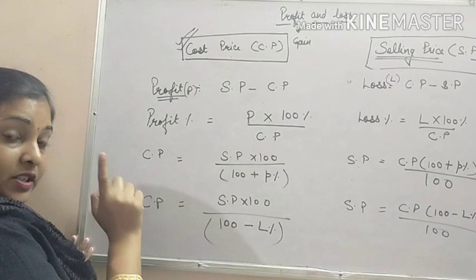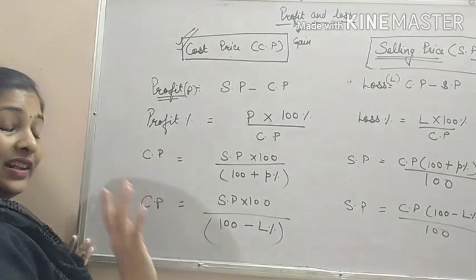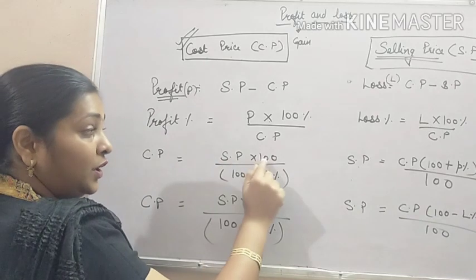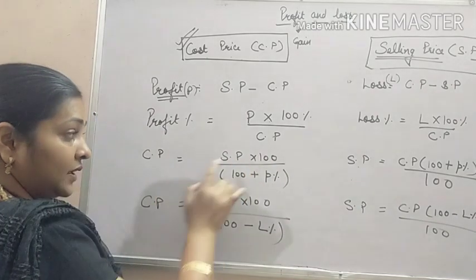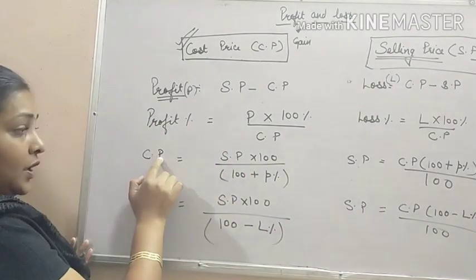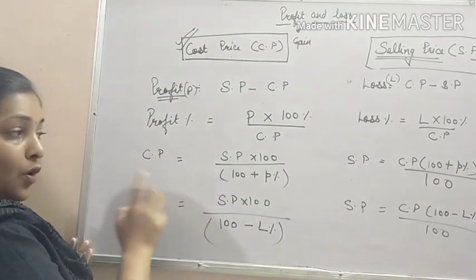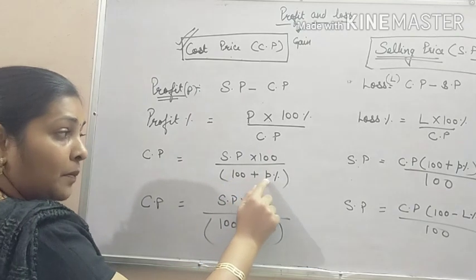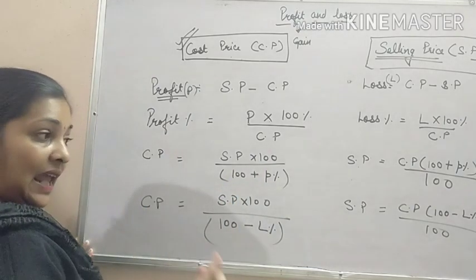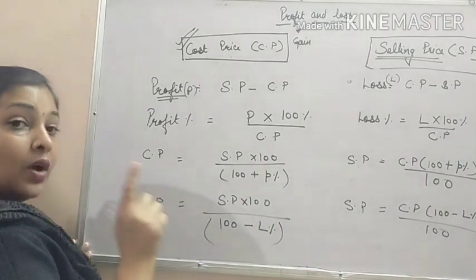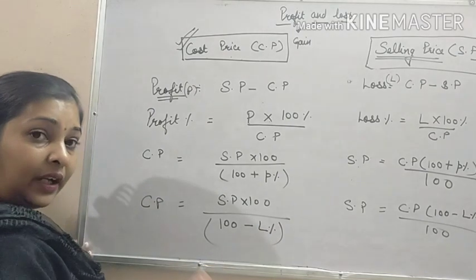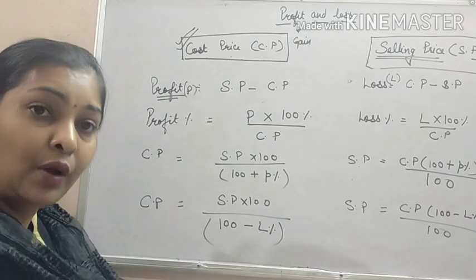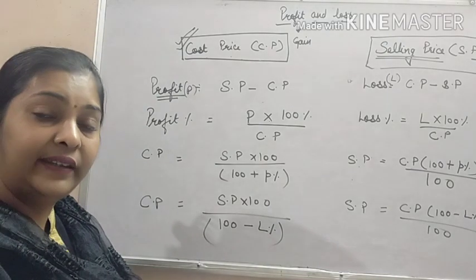Now for the formula for CP, you have to learn only one formula, the rest you can derive. CP is SP into 100 upon 100 plus P%. Now SP will be CP into 100 plus P% upon 100. And for loss, CP is SP into 100 upon 100 minus loss percentage, and SP will be CP into 100 minus loss percent upon 100. I hope these are clear to you and you can easily learn these formulas.